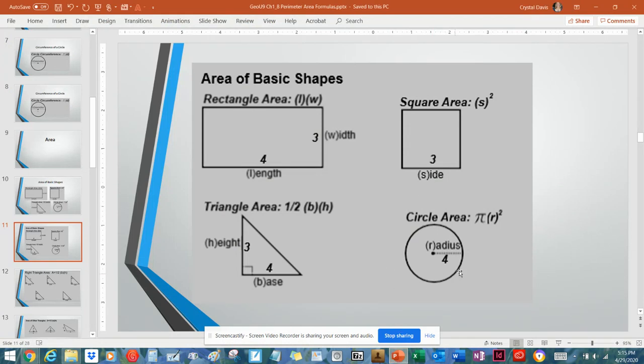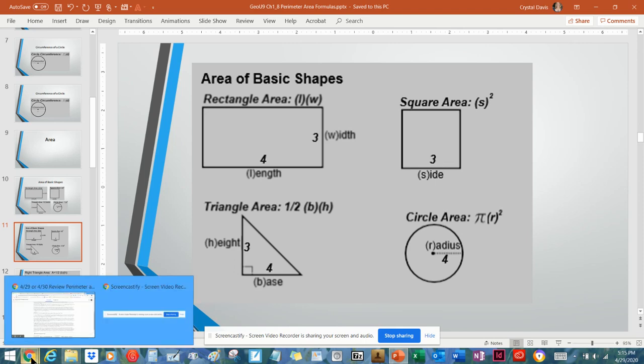So on a circle, this answer is going to be pi times 4 squared, because 4 is the radius. So 4 squared is 16, so the answer is going to be 16 pi. Don't multiply by 3.14. Same thing with perimeter. You're going to leave it pi times the diameter and leave pi.